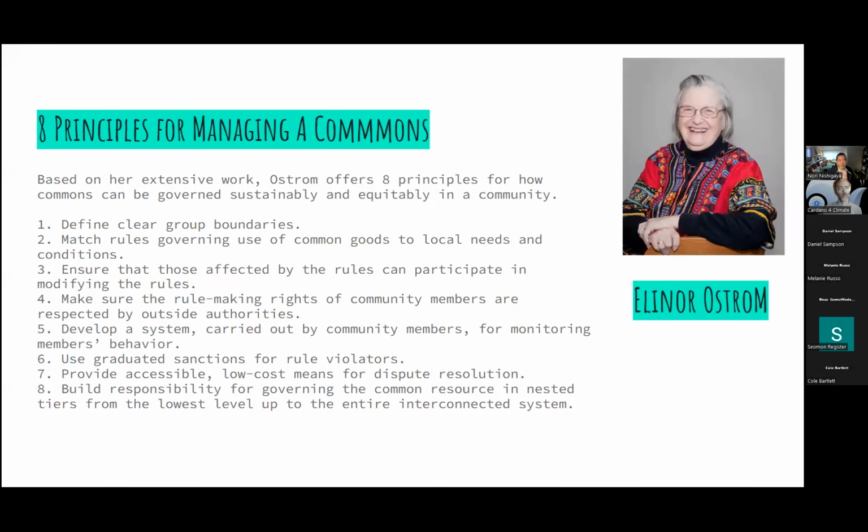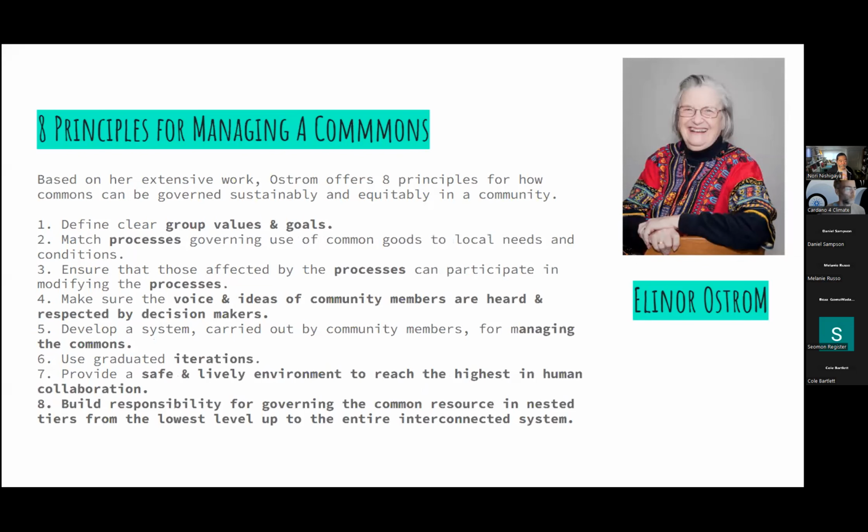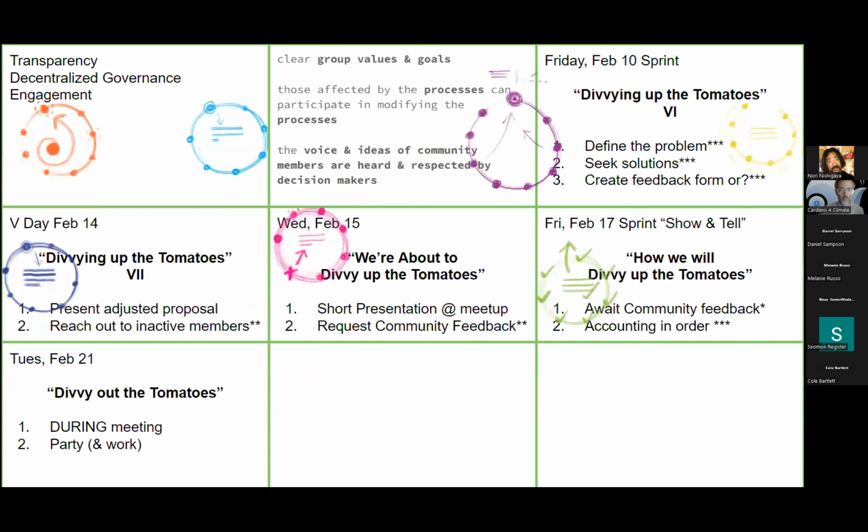I've been digging into Elinor Ostrom's principles for managing a commons. I've switched around some of the words to be a little more decentralized, less policing, more about processes rather than roles, and creating a safe and lively environment. I have committed to a timeline to help get this funding all sorted out, with things that are important to me being transparency, decentralized governance, and including the engagement of the community. I have to move something out of the way here, just a sec.